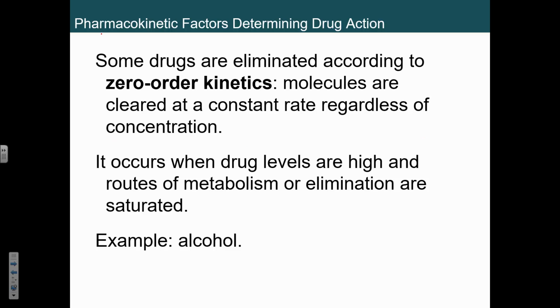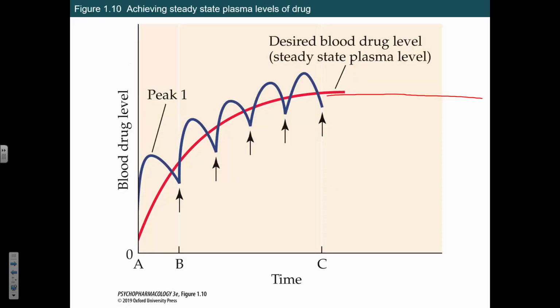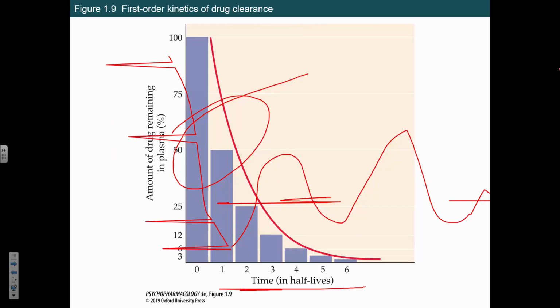There are some drugs that are eliminated in a different way. This tends to happen if your drug levels are high and you've sort of saturated all of your sites of metabolism, right? This happens with alcohol, right? Especially if you have a couple of drinks pretty quickly, right? You're going to be saturating your enzymes that are going to break down the alcohol, so it's going to be at a constant rate. It's not at that exponential rate, right? If you look back at this slide, you can see that it's kind of an exponential decrease, right?